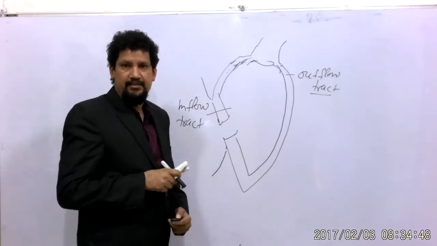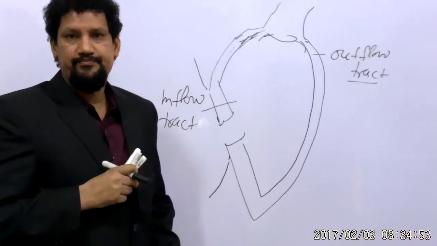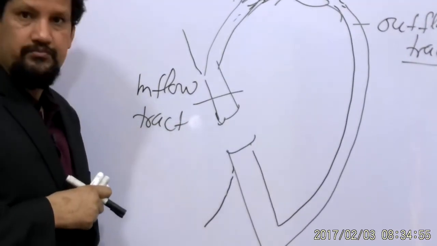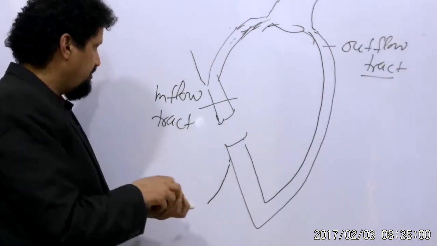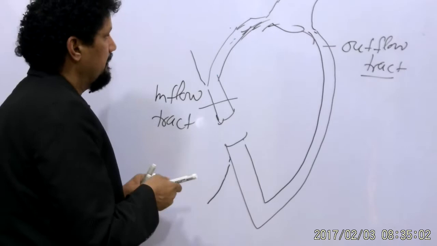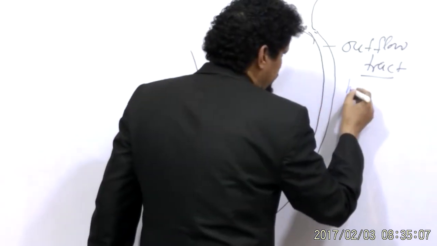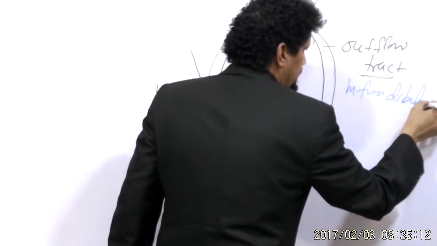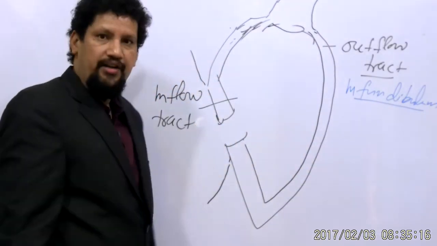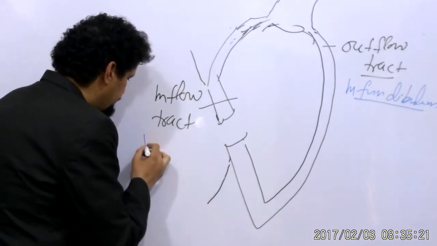So this part, we can see this part is ventricle proper. And the part of the outflow tract is known as infundibulum. So this is also known as infundibulum, and this inflow tract or inflow part of right ventricle is also known as the ventricle proper.